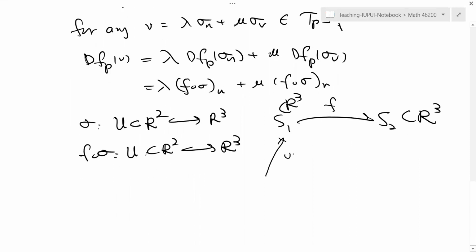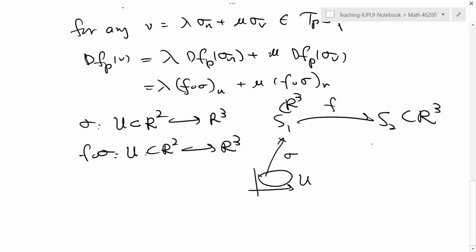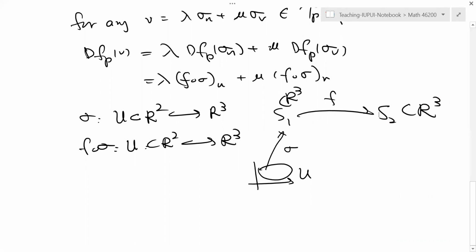So that's why the composite of these two maps, and here's sigma from U to S1, then to S2, the image should be in R3. So F circle sigma is going to be a map from U to R3 too. That's why you can use the ordinary differentiation to differentiate. So that is the formula.